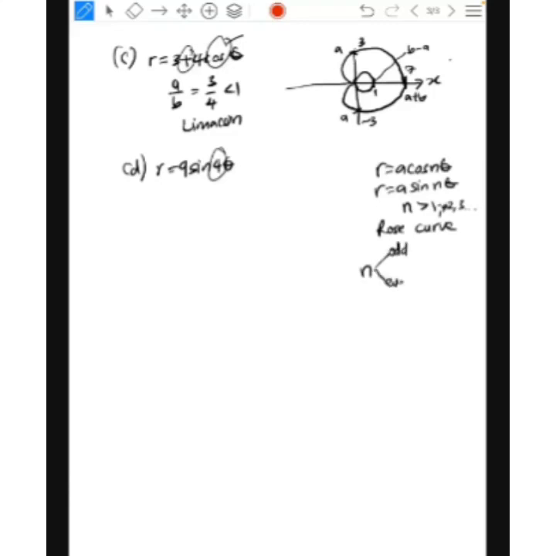So let's draw this rose curve. The petals of this rose should be 4 times 2, means 8 lah. Dia mesti ada 8 petals. Okay, how you draw 8 petals?